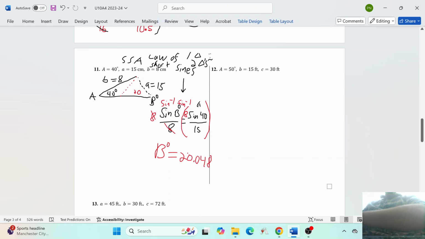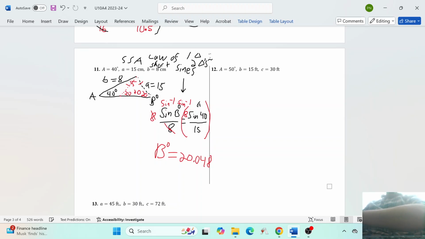So we got angle 20.04. So this is 20 right here. This is my sausage triangle. This is 15. This is also 20.